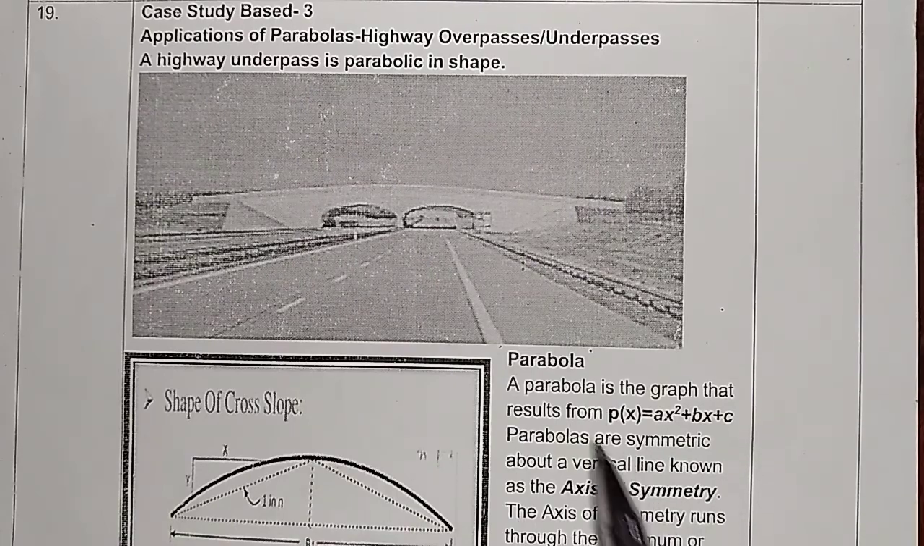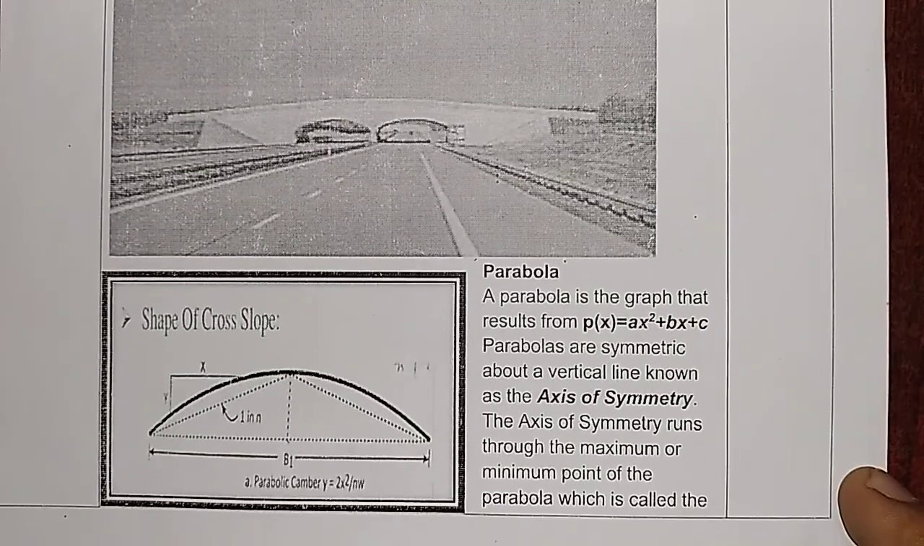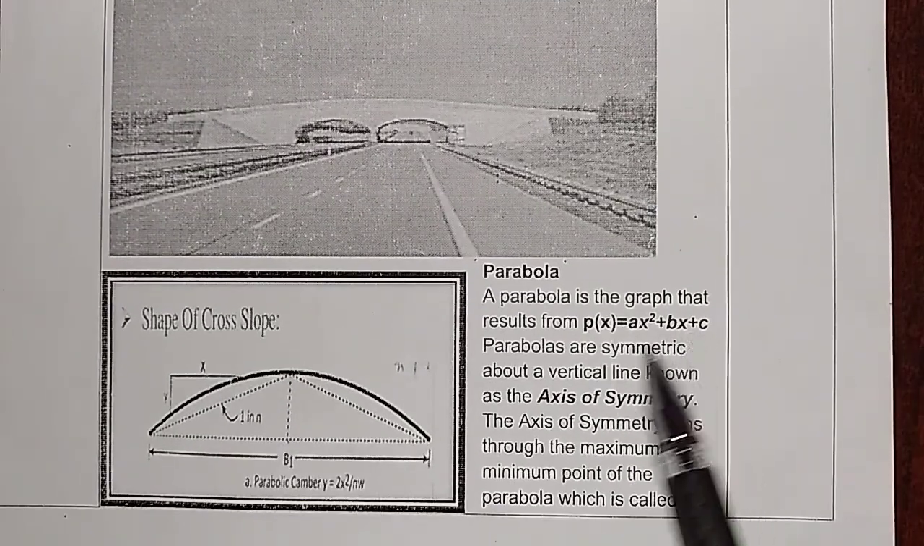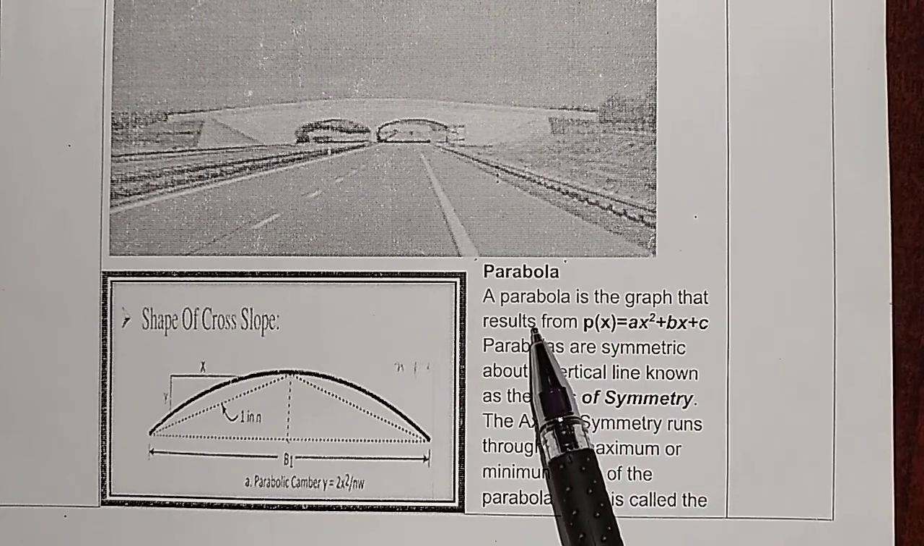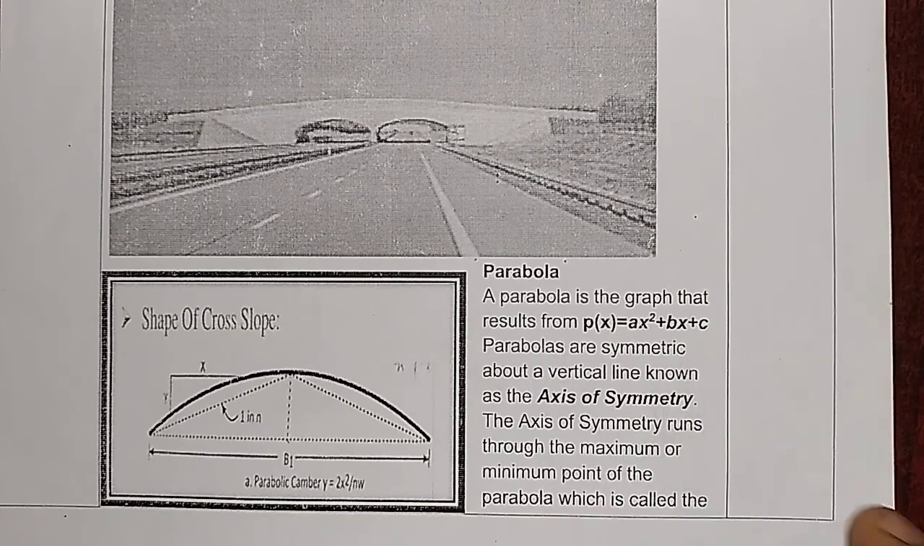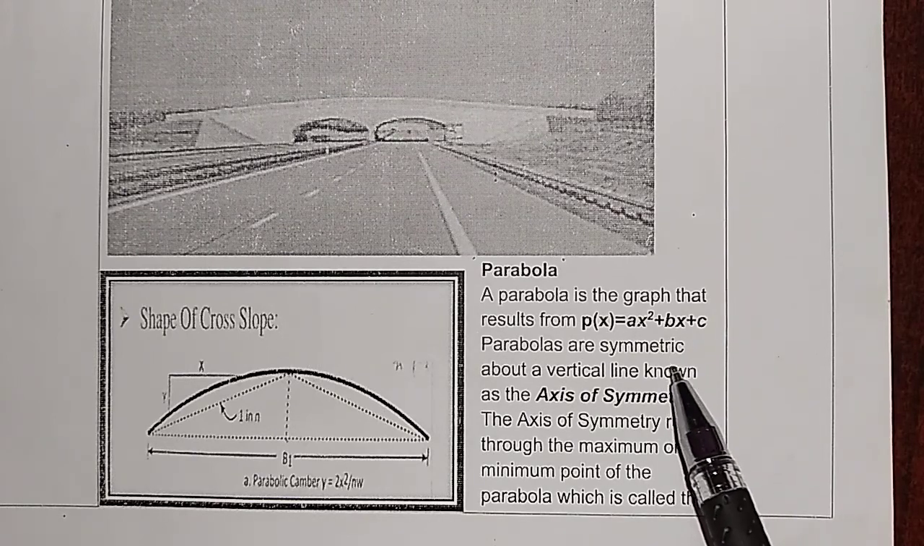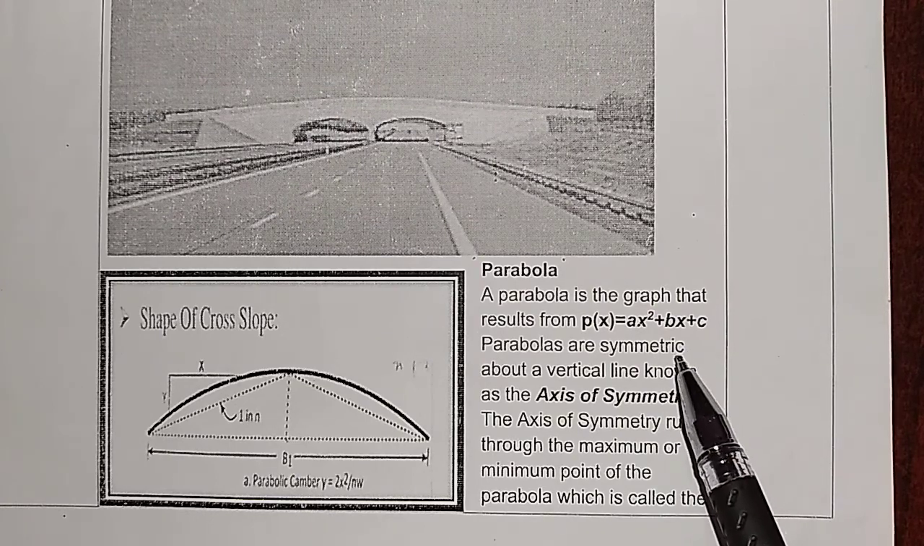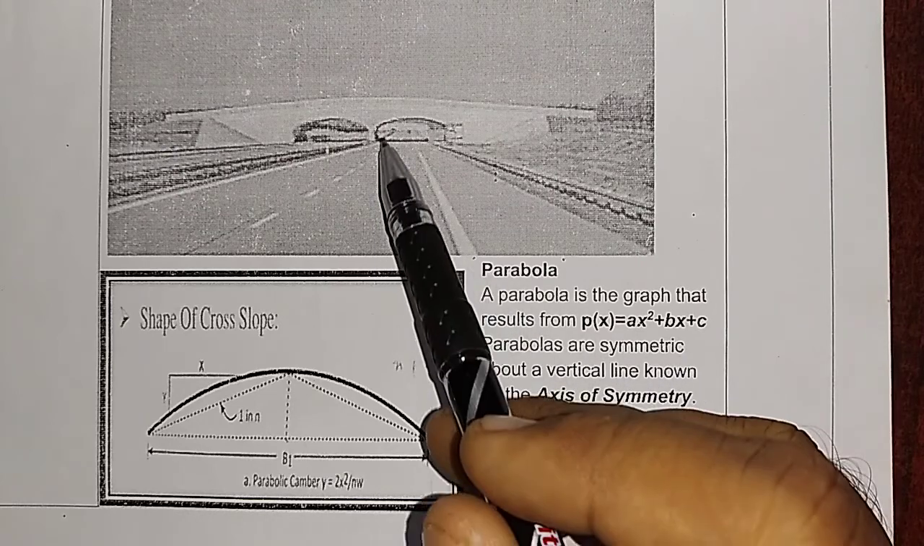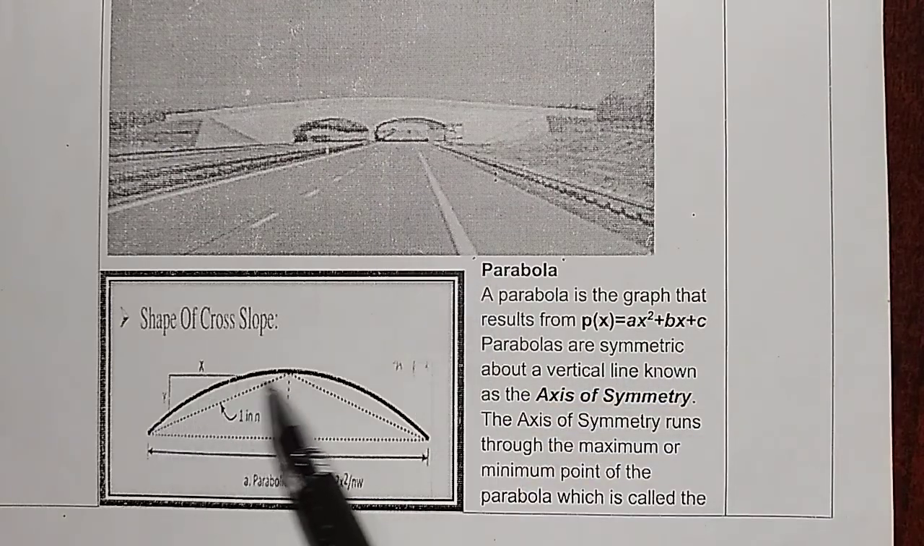So now what is a parabola? A parabola is a graph. What does it mean? When we take more than one value of x and put those values into a graph, we get a parabolic shape. Parabolic shape means this type of shape.